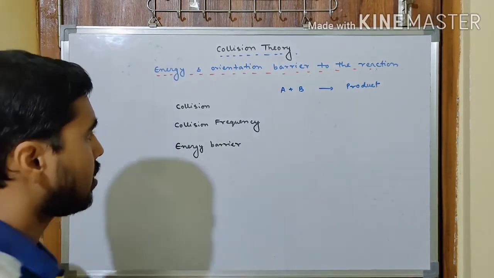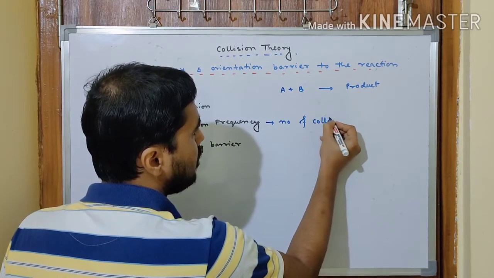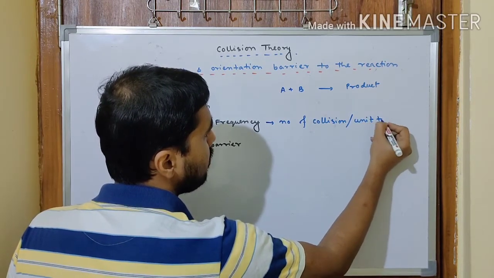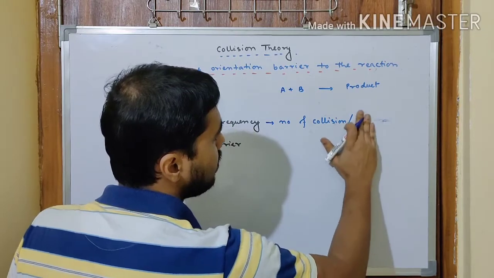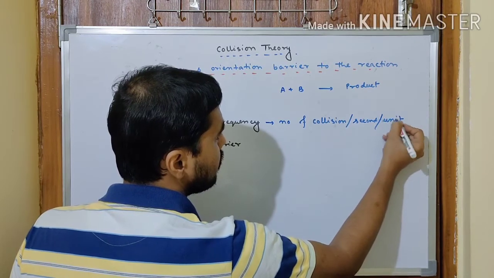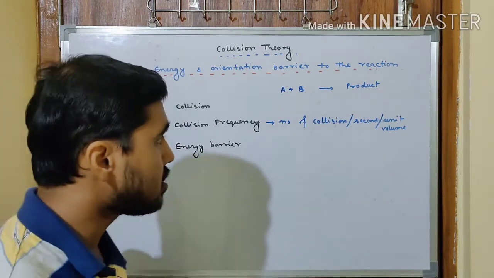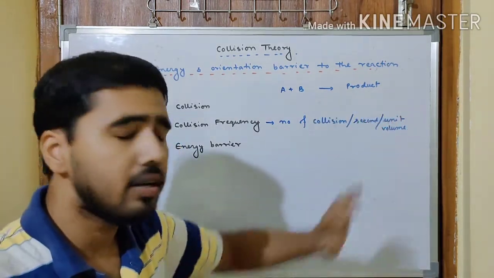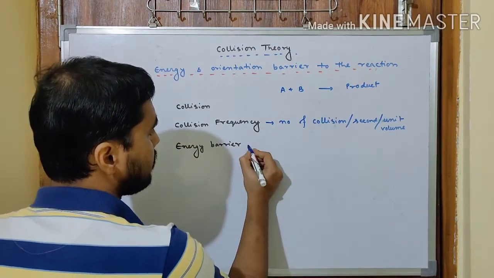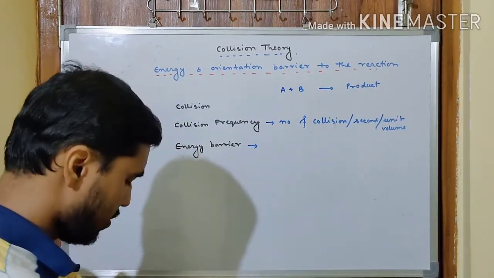We can define it as the number of collisions per unit time, or you can say per second, per unit volume. So this is called the collision frequency. That means the number of collisions per second per unit volume. And there is another thing called energy barrier. So let me discuss about the collision frequency first. It is actually defined as Z.